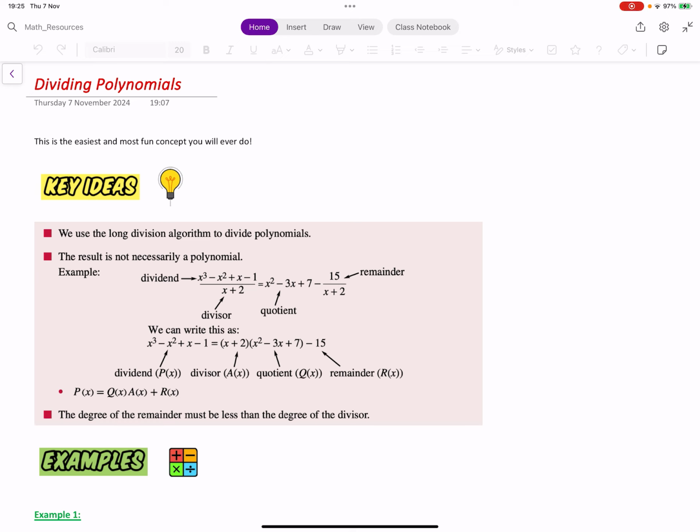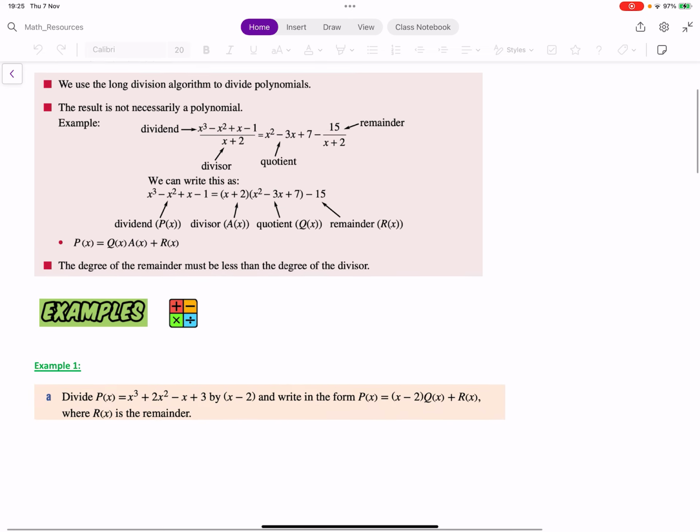So if I've got a polynomial, remember a polynomial is some sort of algebraic expression like x cubed minus x squared plus x minus 1, we can divide one polynomial by another polynomial. Now the reason the division of polynomials can be useful is because later on in year 11 and 12, you're going to be learning about something in Extension 1 known as integration. And sometimes the division of polynomials can help us integrate certain graphs.